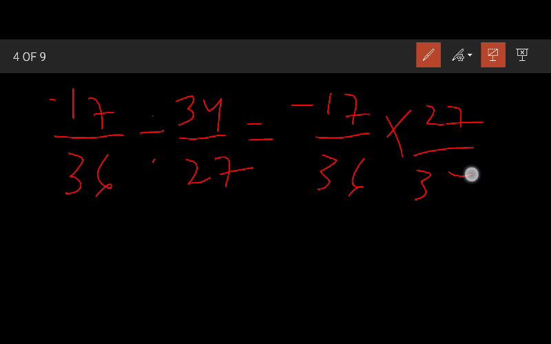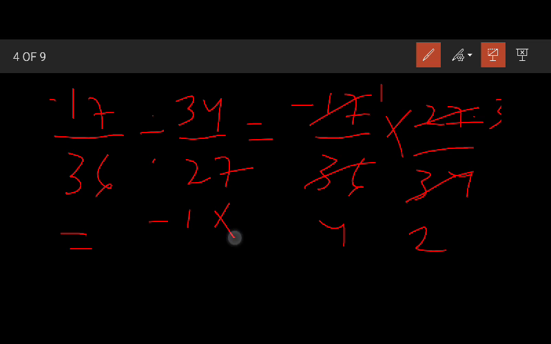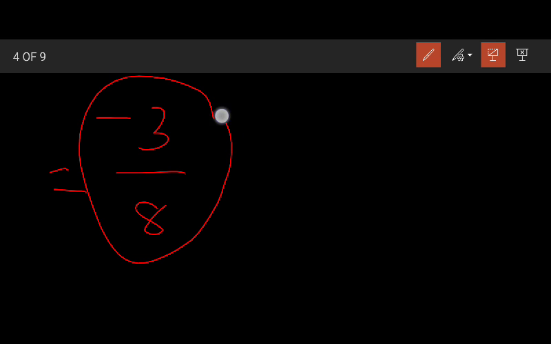Here cancel: 17 ones are 17, 17 twos are 34. Here 9 threes are 27, 9 fours are 36. So what is the answer? Minus 1 multiplied by 3, 4 multiplied by 2. So your answer is minus 3 by 8. Minus 3 by 8 is your answer, so the other number is minus 3 by 8.